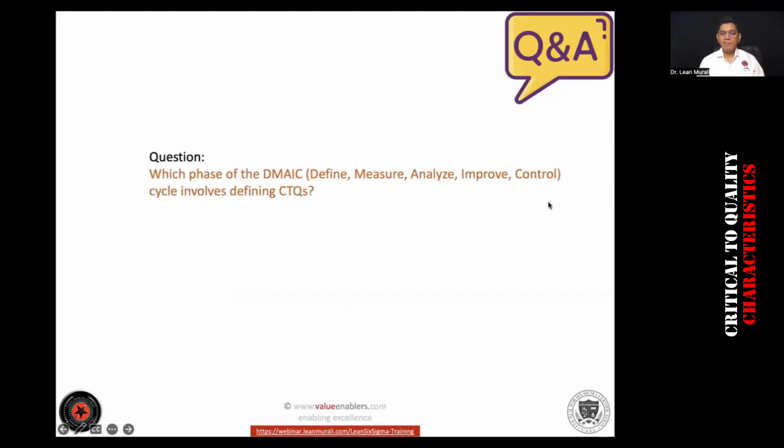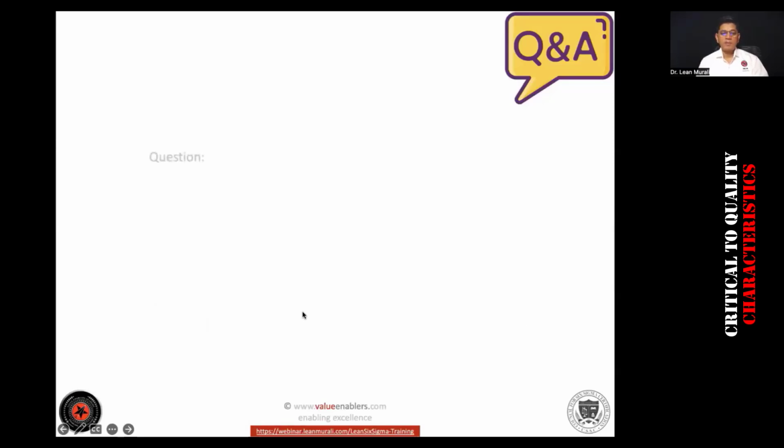Question: we have this DMAIC methodology: define, measure, analyze, improve, control. Which phase or cycle involves these CTQs? Measure, define, analyze, or improve. This is a little higher level question. Critical to quality is in the define phase. You define the voice of customer and critical to qualities. Please stand corrected, those of you who typed wrong answers.